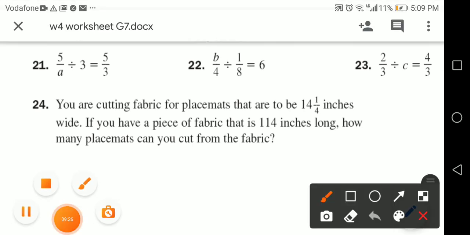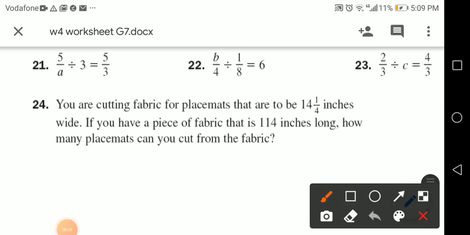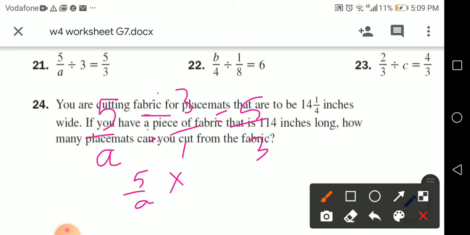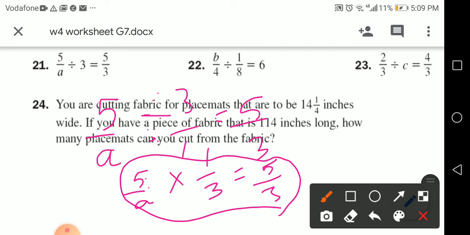Okay, so use mental math to solve the equation. We have here a very good question. 5 over a divided by 3 equals 5 thirds. Find the value of a. So 5 over a divided by 3 over 1 is 5 over 3. The division we converted into multiply. 5 over a multiplies 1 over 3 gives me 5 over 3. Can you see this? 5 multiplies 1 gives me 5. A multiplies 3 gives me 3. What multiplies 3 gives me 3? It's 1. So a equals 1.